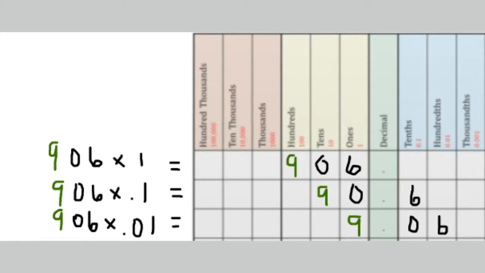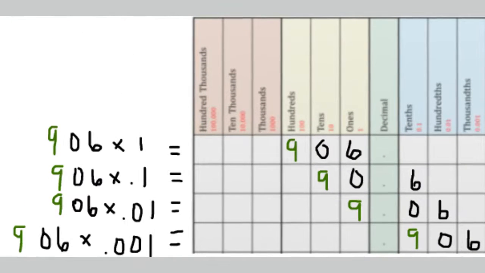When we do 906 times 1/100, the answer we get is 9.06. Now look at that 9. It's now in the ones place. It has shifted over 2 to the right since our original problem, 906 times 1. I want you to guess where our 9 is going to be in our next problem, which is 906 times 1/1,000. Well, if you said it's going to be in the tenths place, spot on. You will notice that we've now shifted over 3 place values to the right.